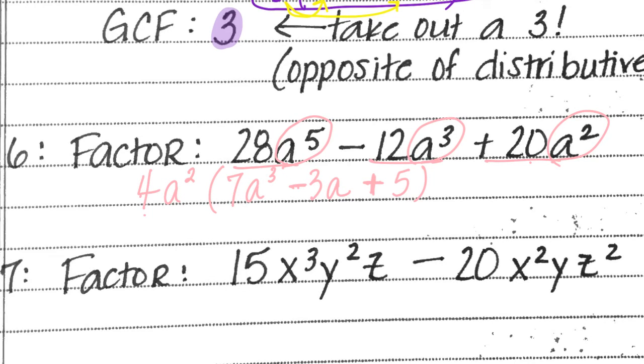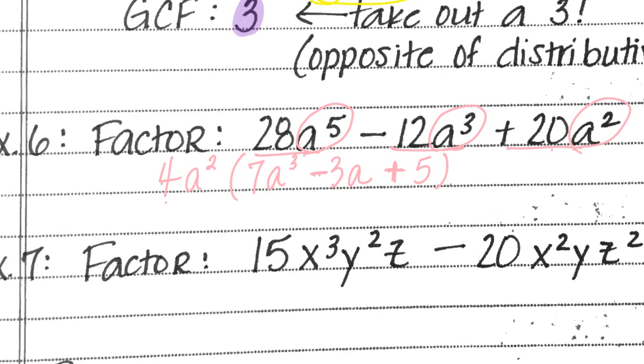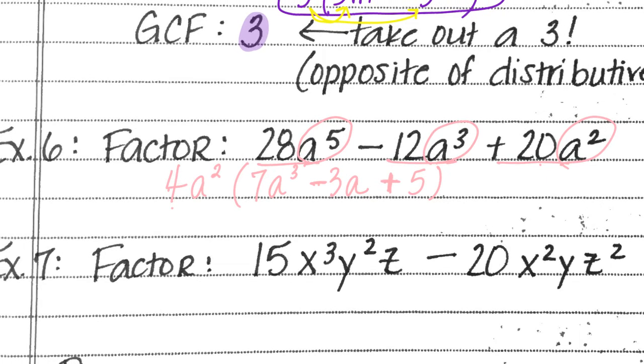This one's crazy. 15x cubed y squared z minus 20x squared y z squared. What do you guys think the GCF is here? For the number, it is going to be the number 5. I can take a 5 out. I have 3 and 2, so I could take out x squared. I have 2 and 1, I can take out 1 y. And z squared, I could take out 1 z. Again, I have to go ahead and write down what I have left over.